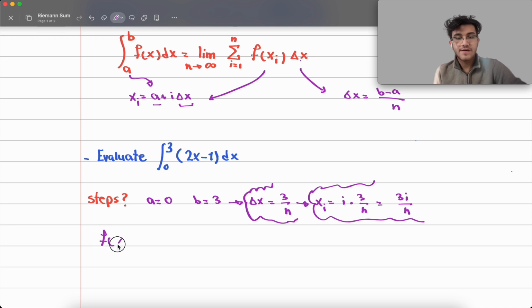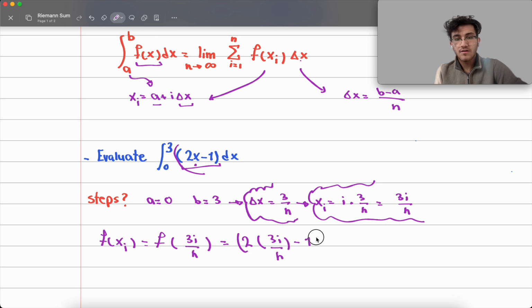And what is f of x sub i? f of x sub i is basically f of 3i over n. What is f of x? This is f of x. So this is the one we're going to find the area under its graph, so I'm taking this as my f of x. Now I have to plug 3i over n into x. So it's going to be 2 times 3i over n minus 1, or basically 6i over n minus 1. This is my f of x sub i.